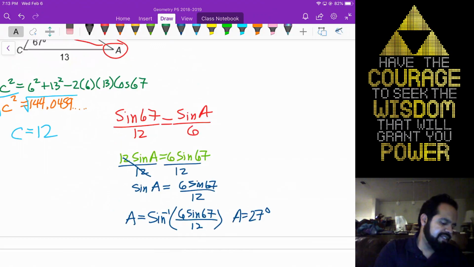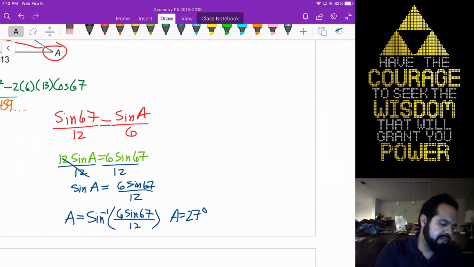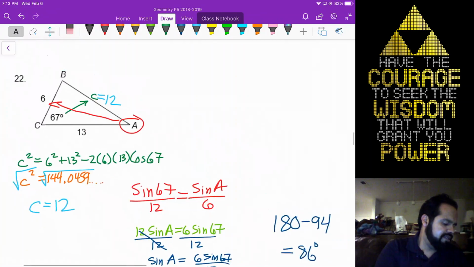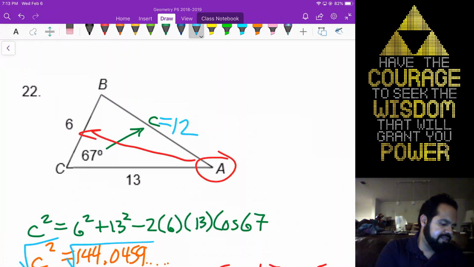So again, being lazy, I know 67 plus 27 is going to be 94. So 180 minus 94, that's going to give us a nice 86 degrees. So that means that angle B is 86 degrees.